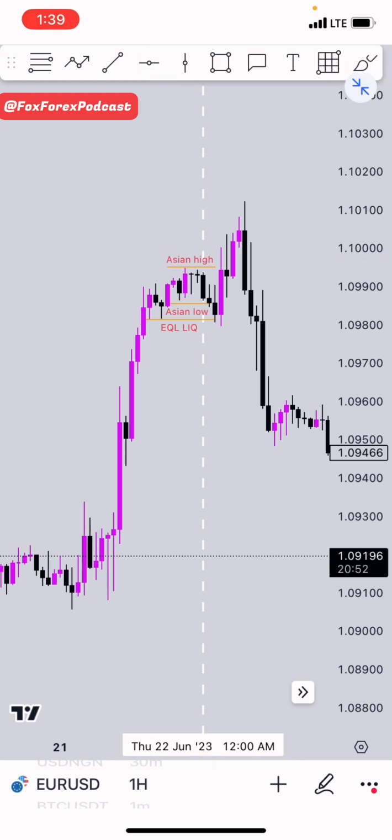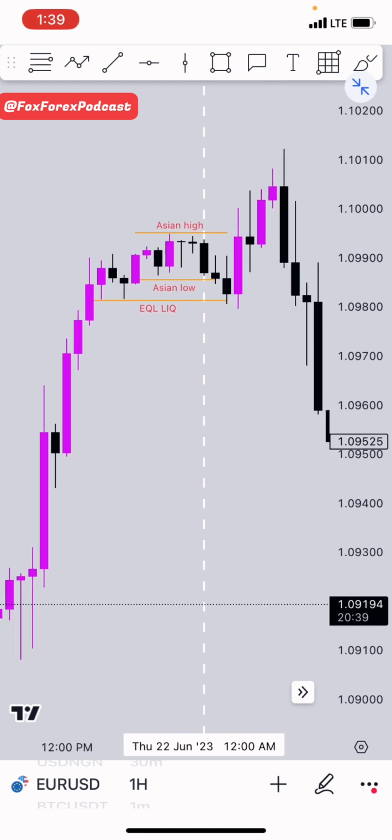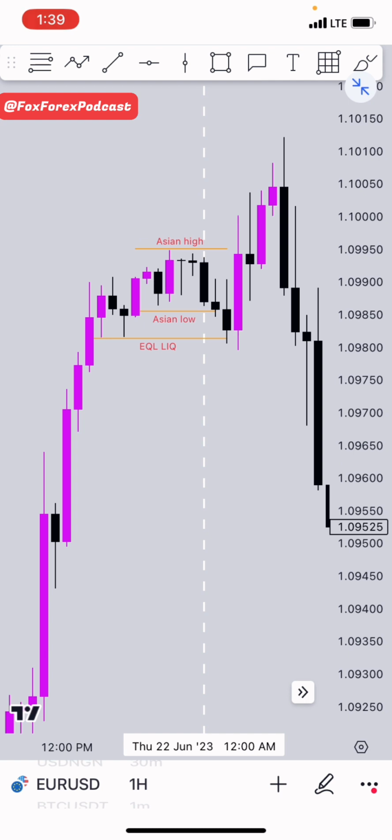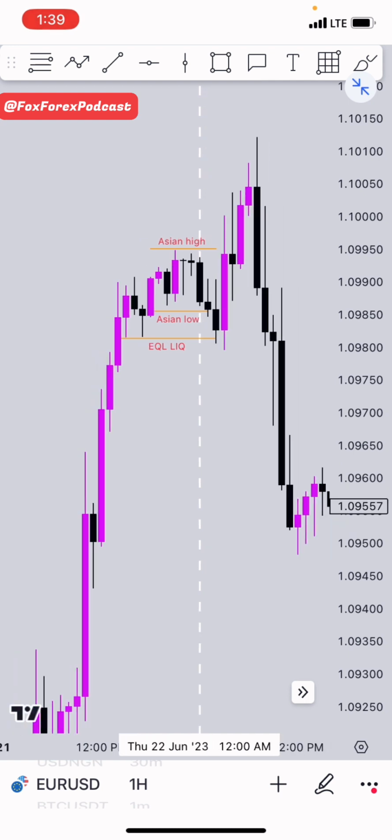So, well indicated. Price rallied down, took out Asia low, and also took out the equal lows below the Asia low. You can clearly see it. And this is the 1 hour time frame. So once you can identify the liquidity and you know where it is, and you see that price has taken it out, you now have to check for your confirmations on a lower time frame to get an entry.